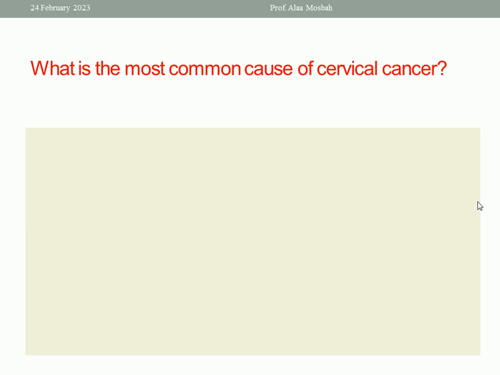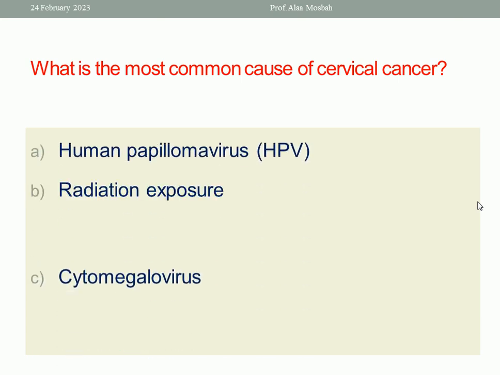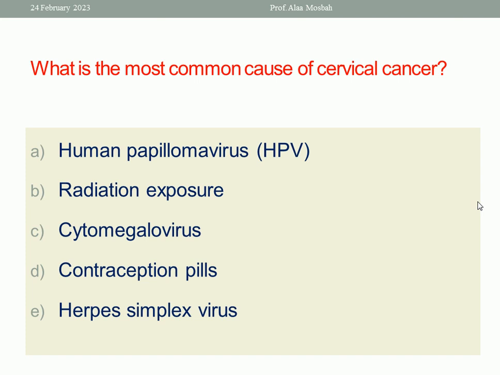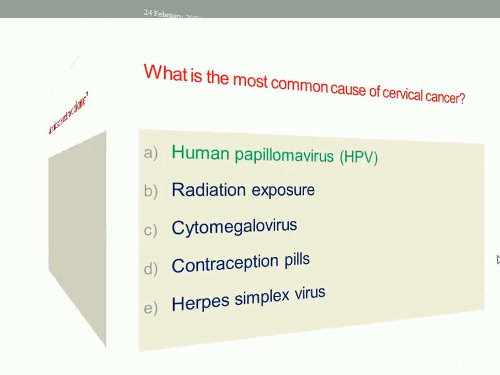What is the most common cause of cervical cancer? A. Human papillomavirus. B. Radiation exposure. C. Cytomegalovirus. D. Contraception pills. E. Herpes simplex virus. Choose the one best response. So, the most common cause of cervical cancer is human papillomavirus. Of course, this is the one best response. Okay, let us go to the next question.